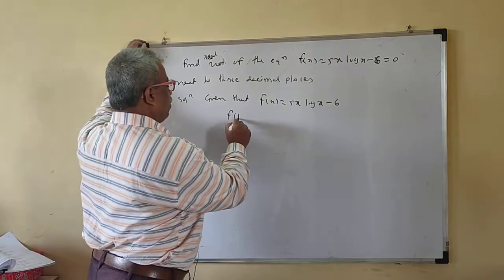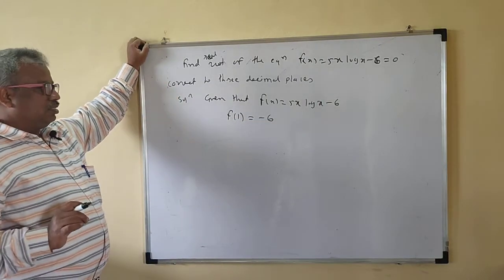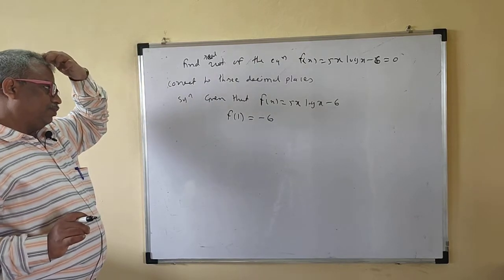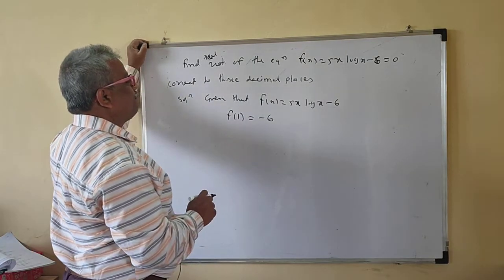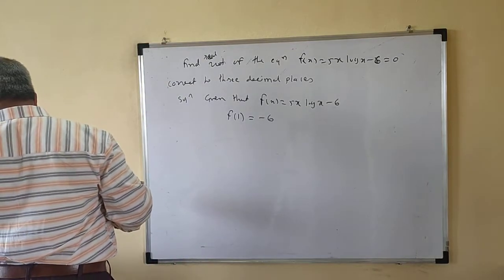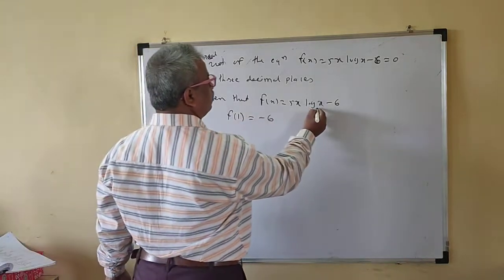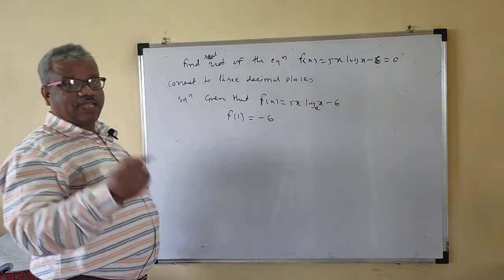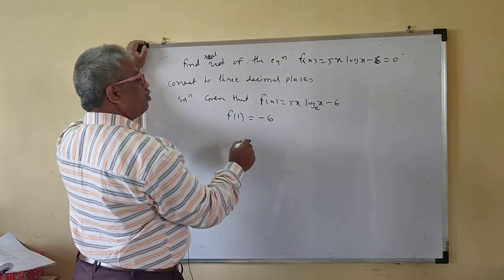Okay, so we'll find f of 1 now. F of 1 is minus 6, because log 1 is 0. Here the base is e, that means you have to take ln. So ln of 1 is always 0. No problem here.